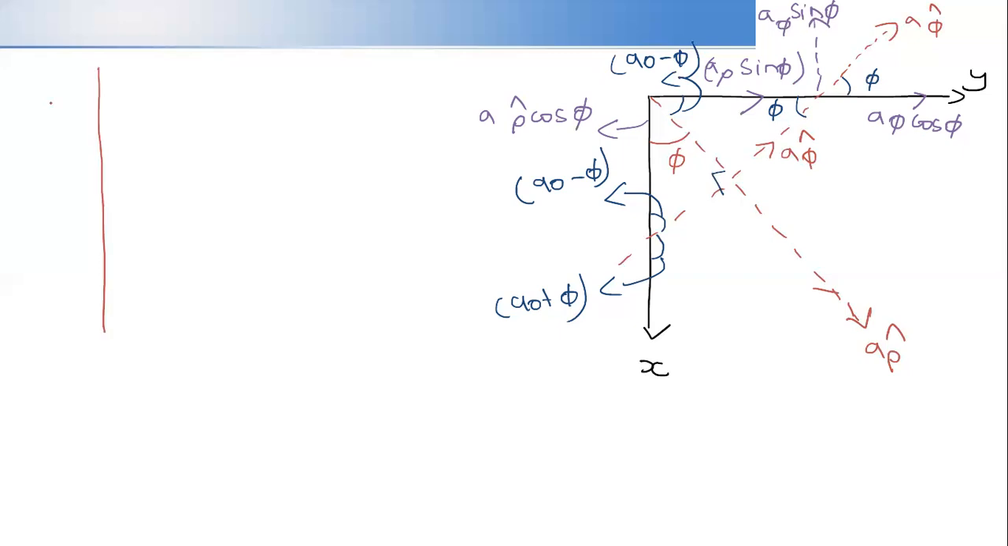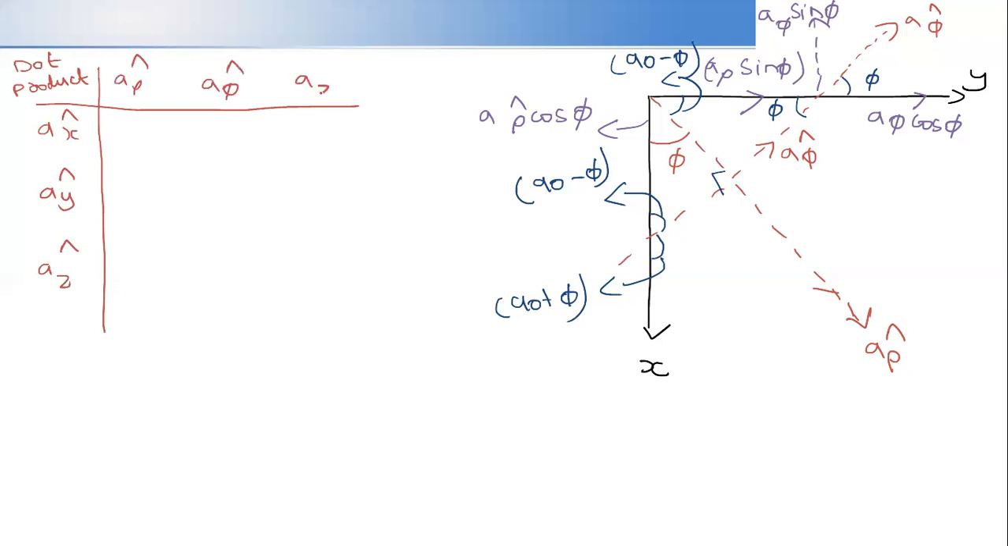For that we need to draw a tabular column. If you see in your textbooks, the textbooks which you have downloaded, you might see this figure. So here we'll write dot product. Then this will be AX, AY, and AZ. Then A rho, A phi, and AZ.